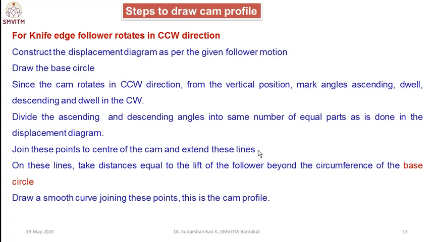This is about the velocity and acceleration. Now I will explain the steps to draw the cam profile for the anti-clockwise direction of the cam rotation. Construct the displacement diagram as per the given follower motion. Draw the base circle. Here the cam rotates in the anti-clockwise direction. From the vertical direction, mark angles for ascending, dwell, descending and dwell in the clockwise direction. Divide the ascending and descending angles into the same number of equal parts as done in the displacement diagram, usually 6 divisions.